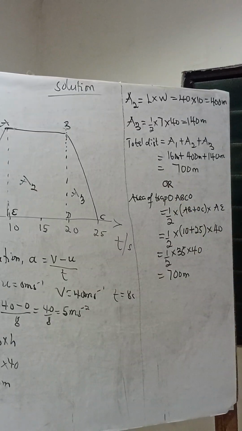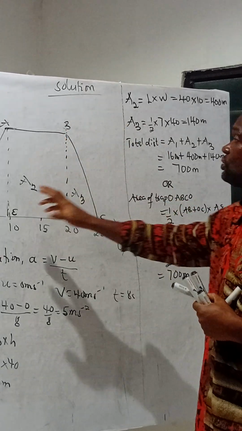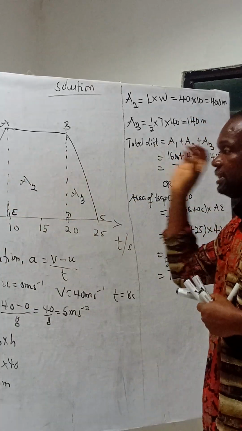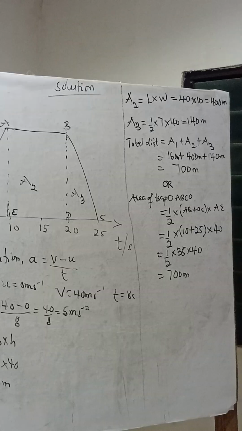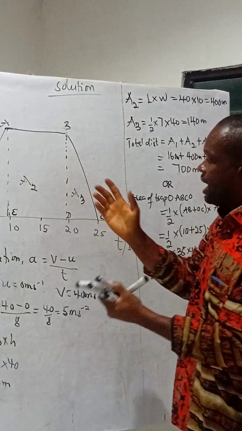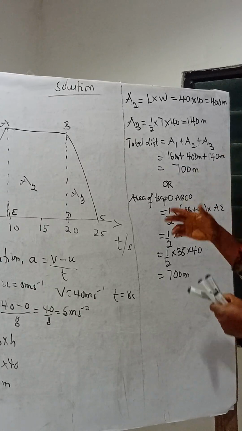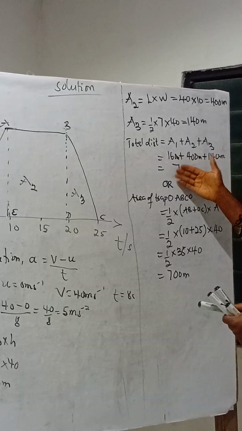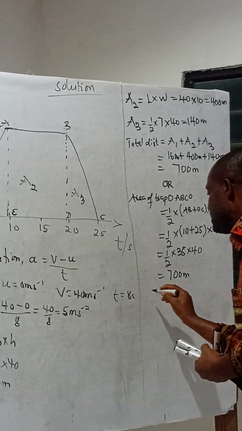So indeed, in finding the total distance the car traveled, you can use either the partitioning method, where you find the individual areas and put them together, or you consider the entire area under the trapezium. When you use either of the two formulae, it will get you to 700 meters. That is correct.